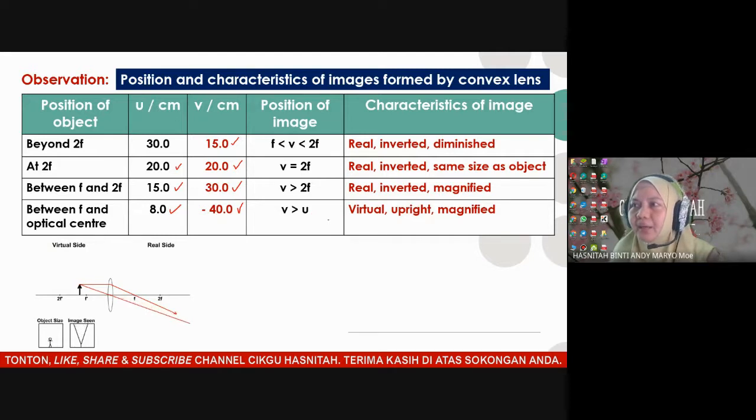Why negative here? Negative shows a virtual image is formed. Virtual image means it forms on the same side. So this one you can fill up the characteristic for this position. Actually, this is related to the table I showed you just now, different positions of object for a convex lens.